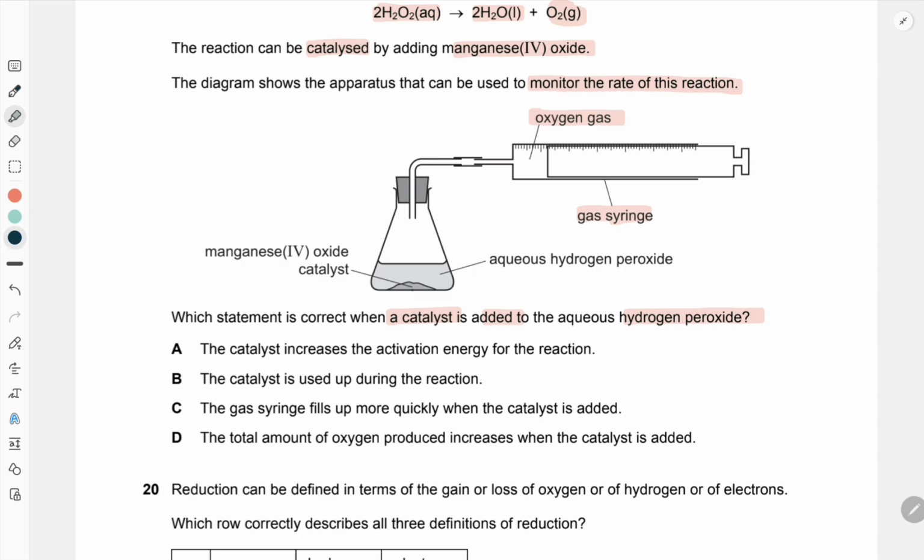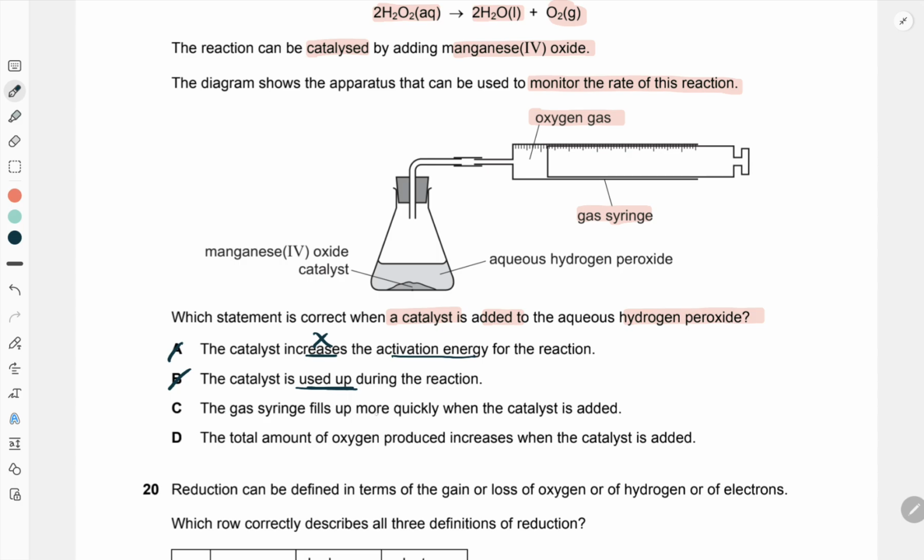Statement 1: the catalyst increases the activation energy. Catalyst decreases the activation energy, so this is incorrect. Catalyst is used up. The catalyst is never used up. It actually remains chemically unchanged. It physically changes, its surface changes, but chemically the composition of the catalyst remains unchanged.